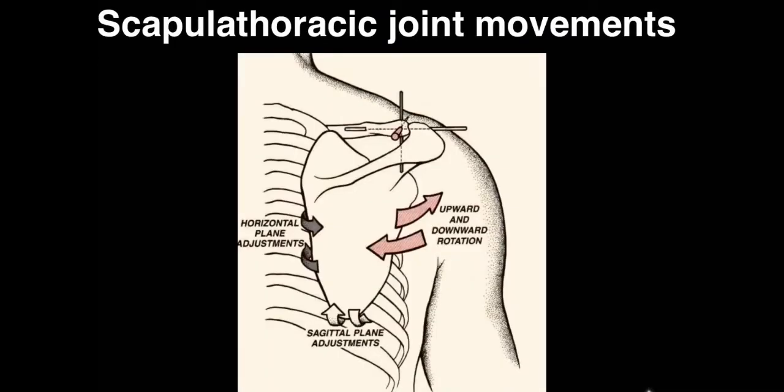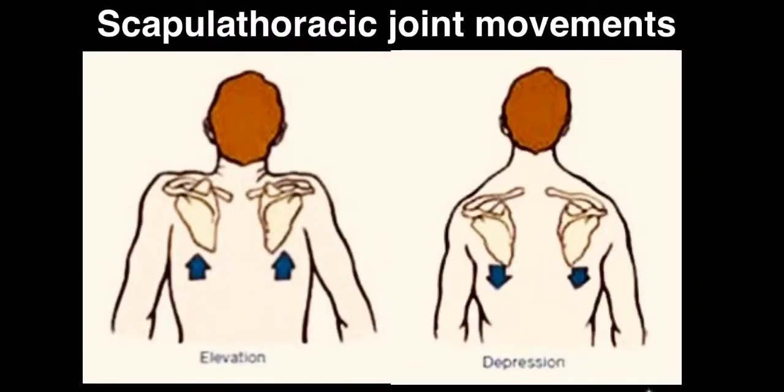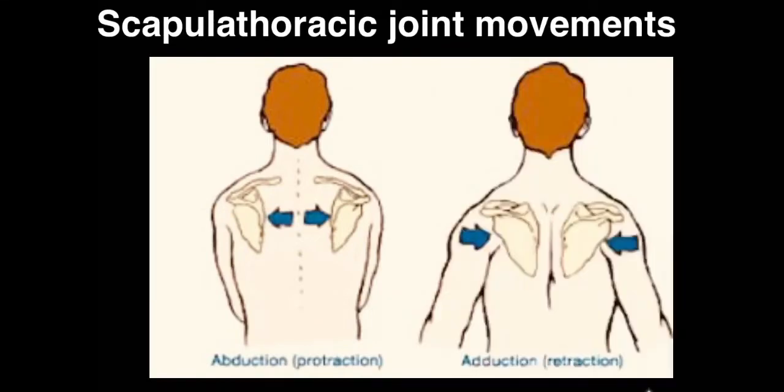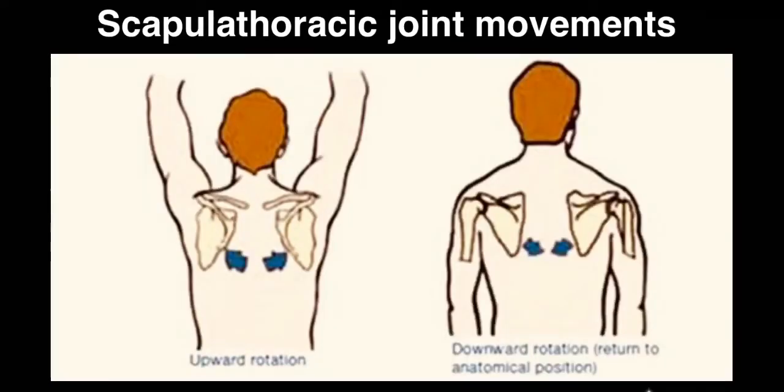Scapulothoracic joint movements: elevation and depression, protraction and retraction, upward rotation and downward rotation.